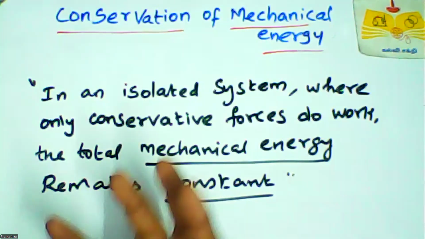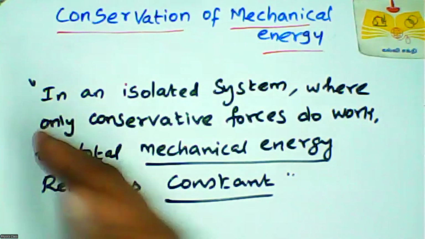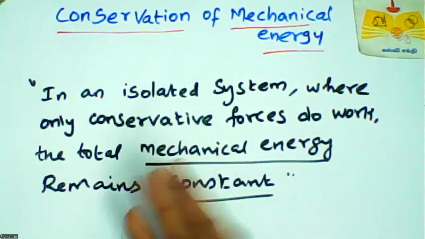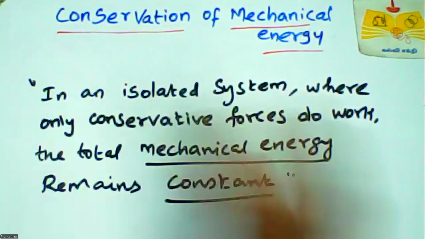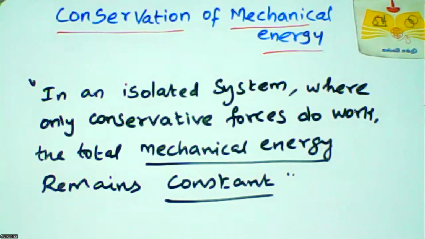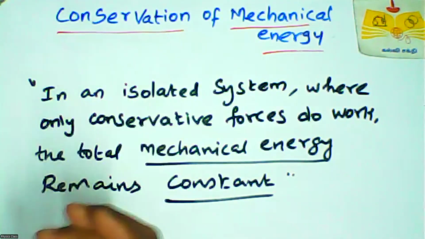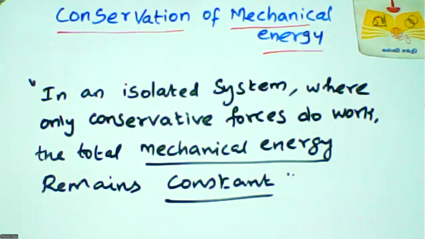So suppose one object is there, it has kinetic energy and potential energy. After a process, such as hitting the ground, kinetic energy will change and potential energy will change, but the total mechanical energy remains constant. That is, the sum of kinetic and potential energy before and after will be equal. This is a fundamental basic thing related to this topic.